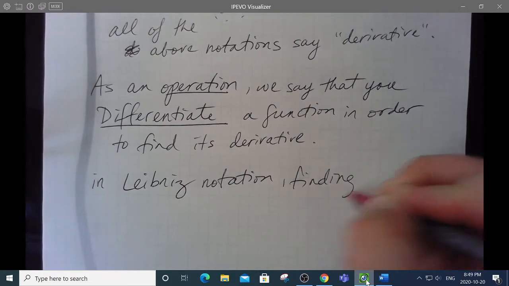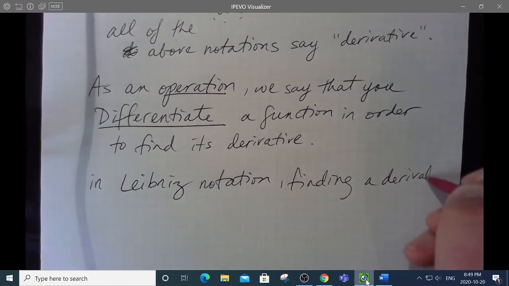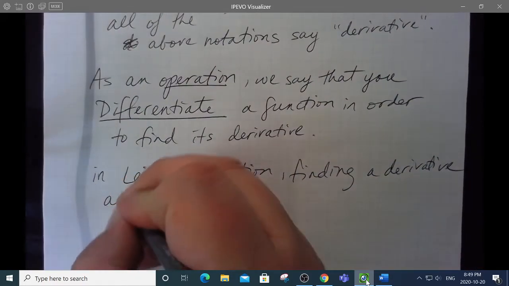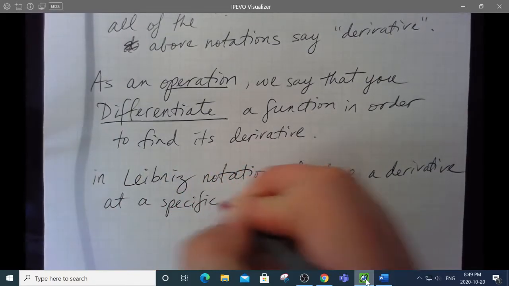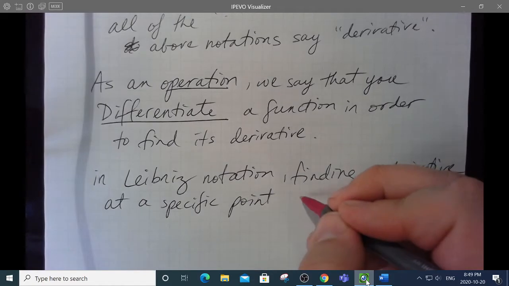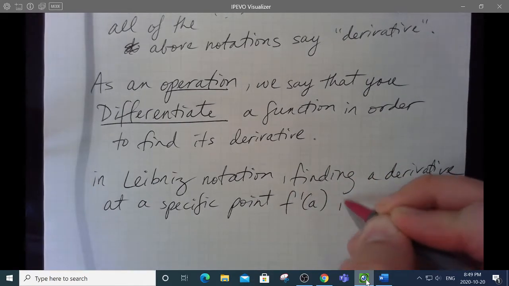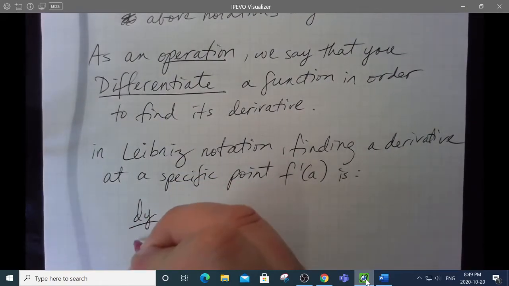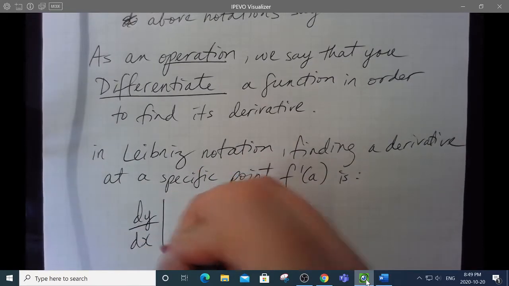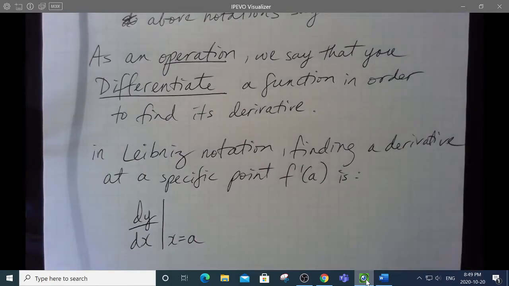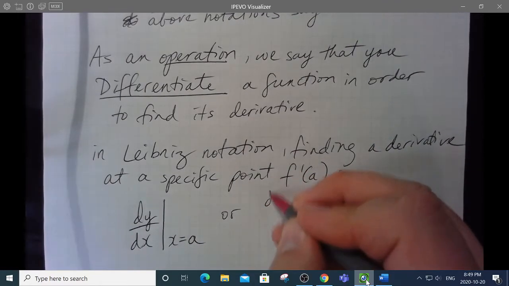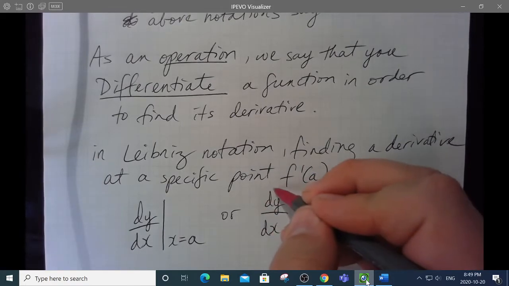finding a derivative, and if I'm writing faster than you, feel free to pause or slow me down. Finding a derivative at a specific point, which we could say as f prime of a, is written like this. The derivative of function y with respect to x of the function when x equals a. So you get this kind of big line that says, I want to find the derivative and then make the derivative specific to point A. Or sometimes you'll see that bracket kind of closed in on the derivative part, a little more like that.